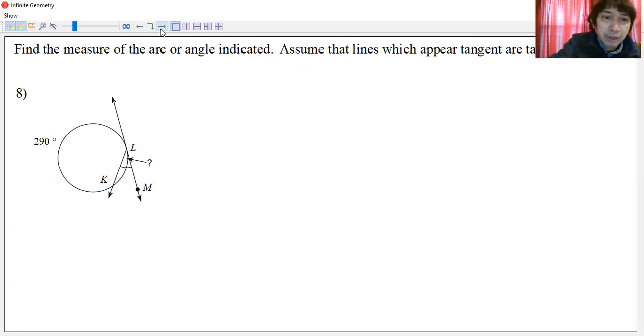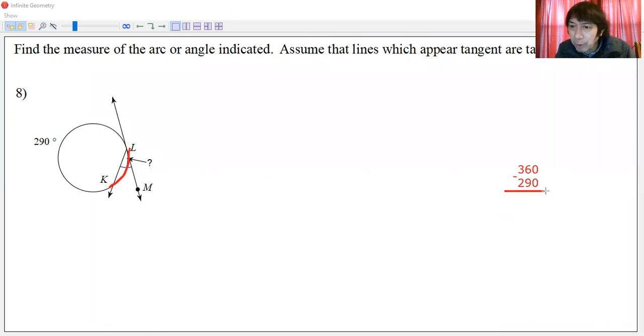The arc is over here. It's supposed to be this arc there. And so we need to get that arc first. It's 360, one full circle. So we have 360 minus the 290. It's like that. So we will have to do a subtraction there.